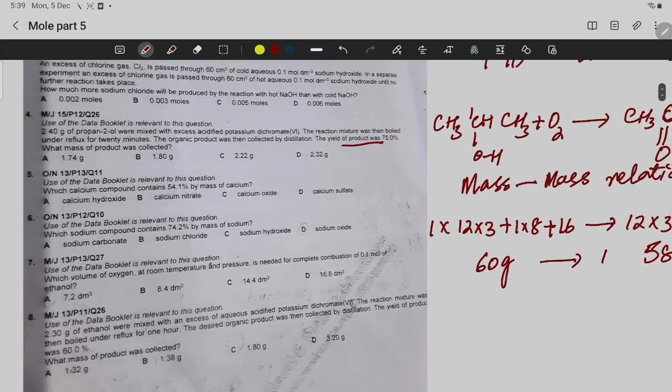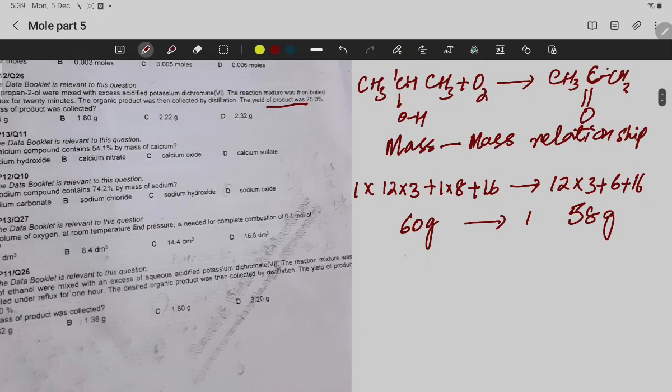So what would be the mass if 2.40 gram of propane-2-ol reacts to form this compound? 58 into 2.4 divided by 60 is equal to 2.32 gram. So this is the mass of 2.32 gram. This is the theoretical yield.